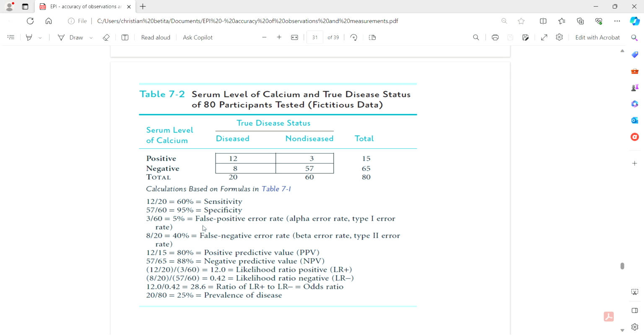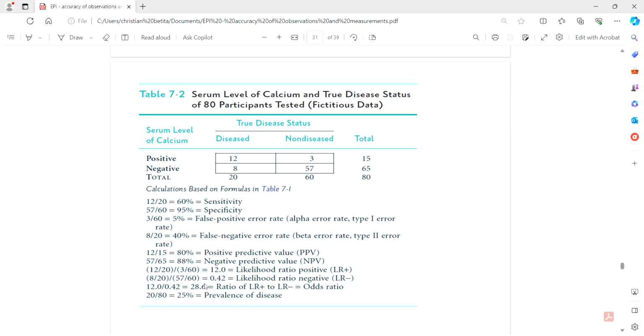The false positive error rate is 5%. False negative error rate is about 40%. Positive predictive value is about 80%. Negative predictive value is around 80%. LR positive is 12, which is more than 10 and therefore significant. LR negative is greater than 0.1, so not that significant. And the ratio of LR positive to LR negative, the odds ratio, is 28.6.